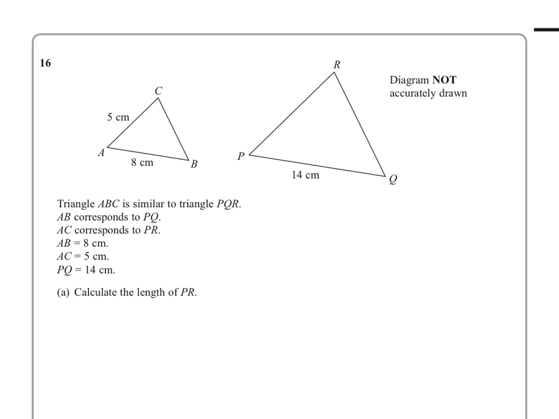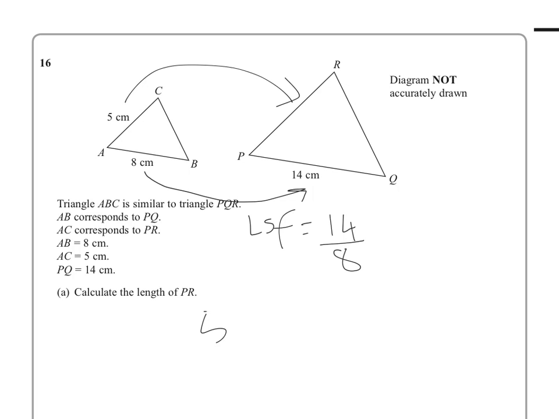Here we've got 2 similar triangles. We want to calculate their lengths PR. First, if we think about the length scale factor, that equals 14 over 8. 8 times 14 over 8 gives me 14. So therefore the length PR will be 5 times 14 all over 8, which equals 8.75.